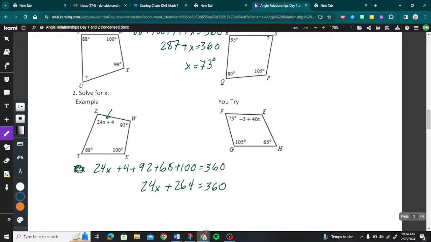We then have to undo our addition, so 360 minus 264, that gives us 96. Then to undo our multiplication, we divide. 96 divided by 24 is 4.